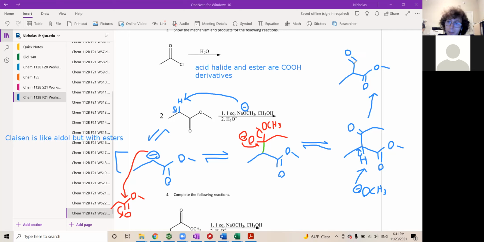Well, I guess it wouldn't happen if there wasn't an extra alpha hydrogen there, but most of the time there will be. And then how do we deal with this enolate? There's one more step to the mechanism. Yep, the acid. That's where the second step comes in. It just protonates it, gives it back the hydrogen that it lost.